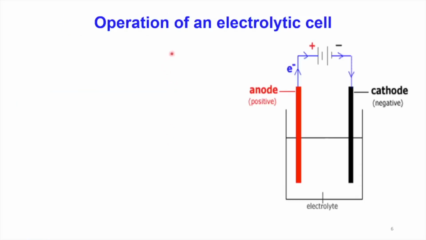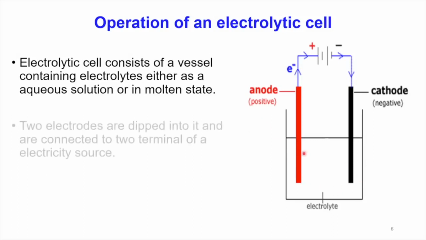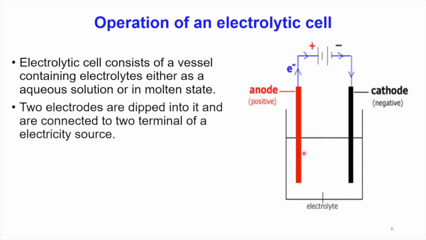Okay, operation of an electrolytic cell. An electrolytic cell consists of a vessel containing electrolytes. So this is electrolytes, either as aqueous solution or in molten state. Okay, so two electrodes are dipped into it. Two electrodes, anode and cathode, connected to two terminals of an electricity source such as a battery. So this is the electricity source.